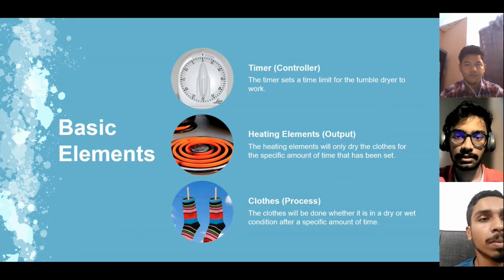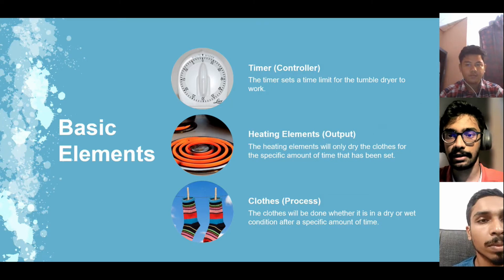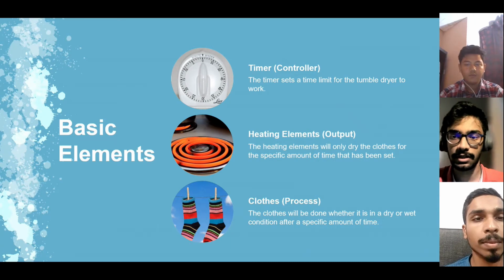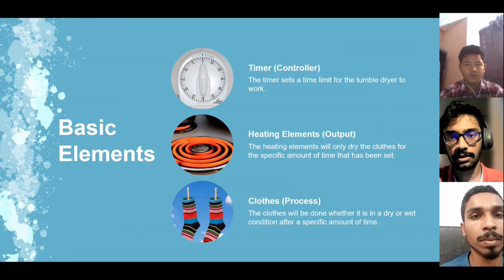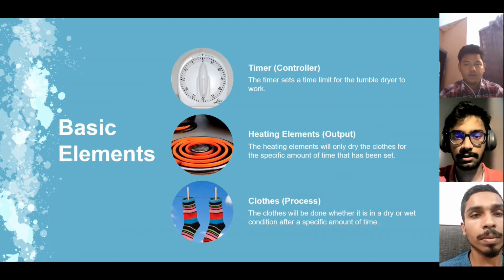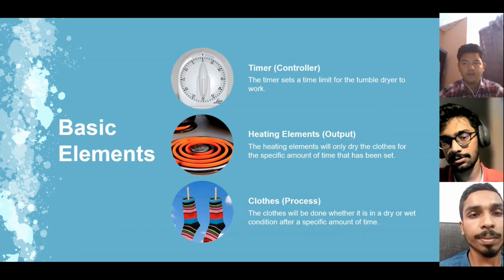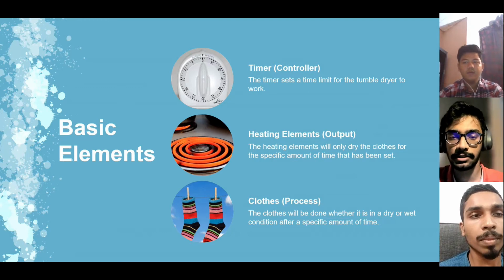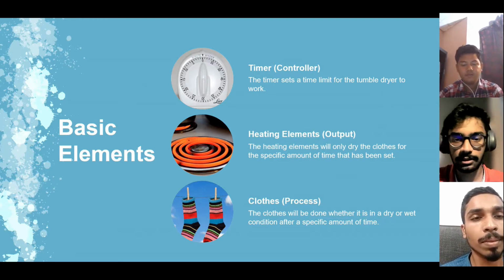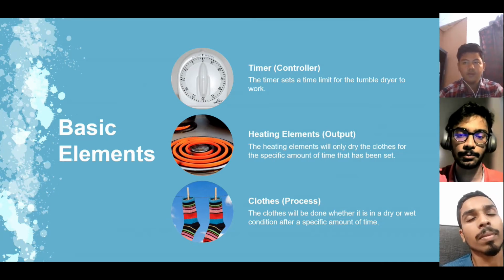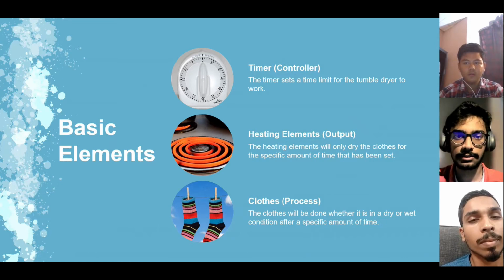For the heating elements, they act as an output. The heating elements will only dry the clothes for a specific amount of time that has been set, which may occur whether the clothes are dry or not dry. So the machine does not obtain the information. It actually does not know whether the clothes are dry or not. It will just heat for the specific amount of time and then stop working, which also explains that this tumble dryer is an open loop system.